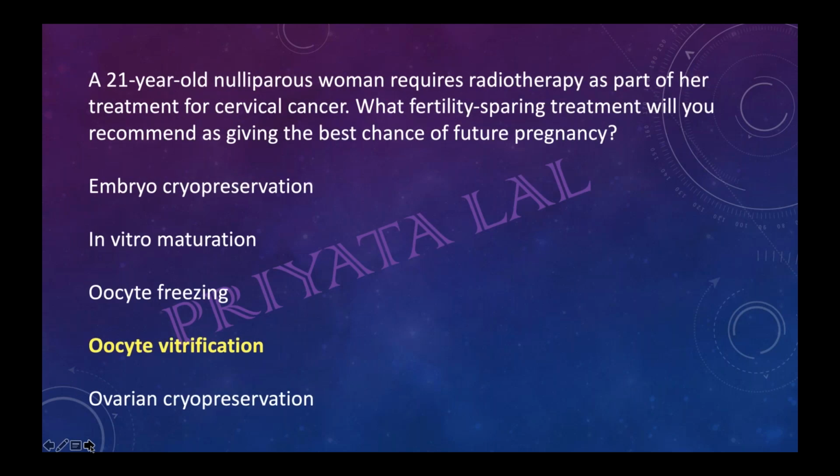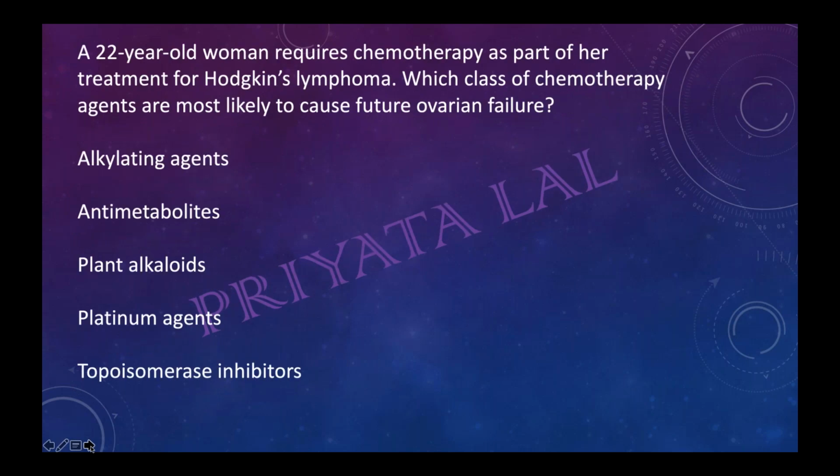This is from the strategy question bank. Now, a 22-year-old on chemotherapy for Hodgkin lymphoma: which class of chemotherapy causes future ovarian failure? Alkylating agents.